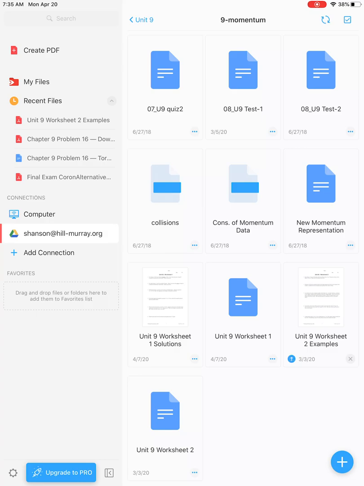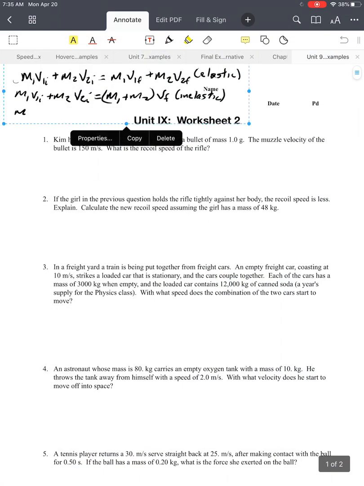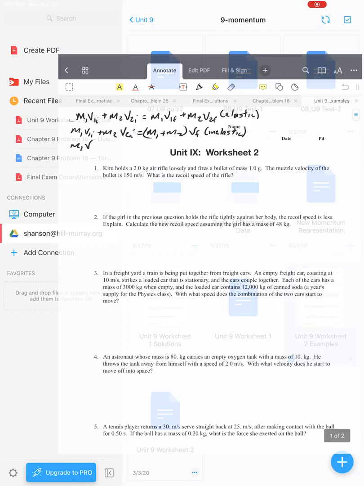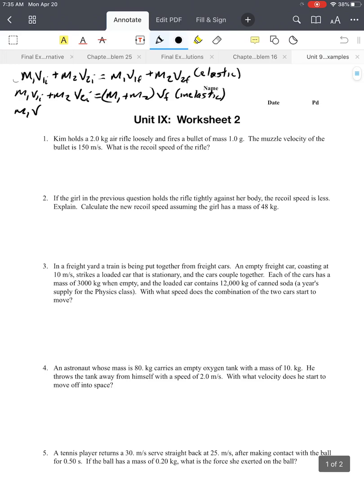And then the final one is, wait, geez, stop. Okay, this is the explosion one. This one is also inelastic. So the masses are combined to have one initial velocity, and they split apart, and then you have two final velocities and the two masses separately.